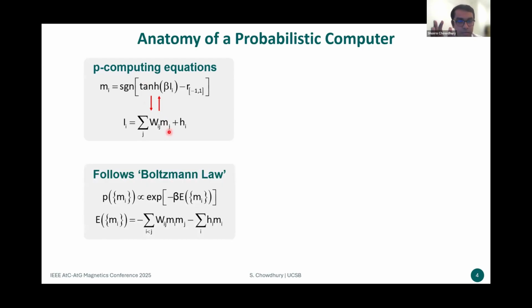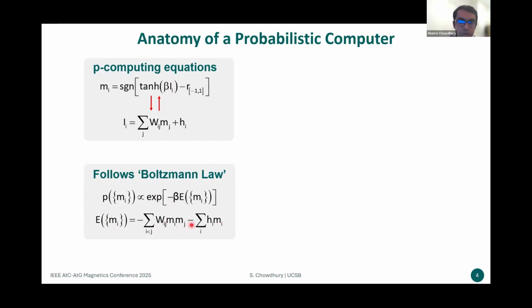This is also something known, which is the Boltzmann law. So if you build a P computer with just these two equations, it will ideally follow this Boltzmann law. The Boltzmann law says that given a state of the pivot, you can find its probability by taking the exponential of the state's corresponding energy, which is given by this. This is the energy equation for a given state.